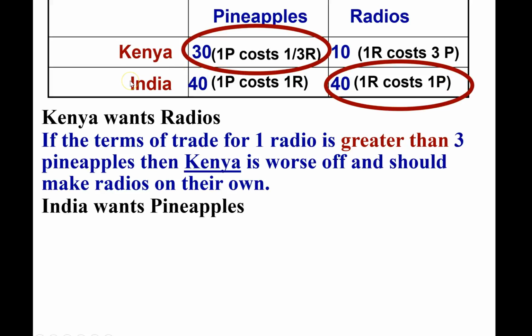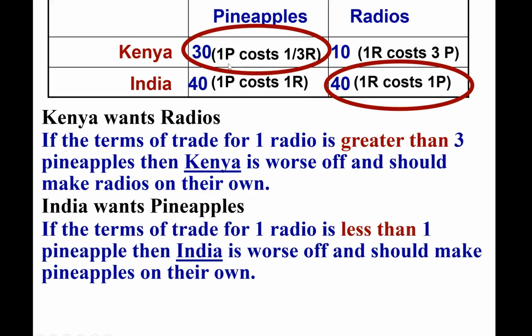India is in a different situation. They want pineapples. They're producing radios, exporting radios, and now they're going to import pineapples. Again, if they're going to produce their own pineapple, it costs them 1 radio. So they don't want to pay more than a radio, or they're just going to produce pineapple themselves. Kenya isn't going to sell a pineapple for less than 1/3 of a radio because that's what it costs them to produce it. So the terms of trade for both countries to be better off are going to be between 1/3 and 1 radio for each pineapple exchanged.